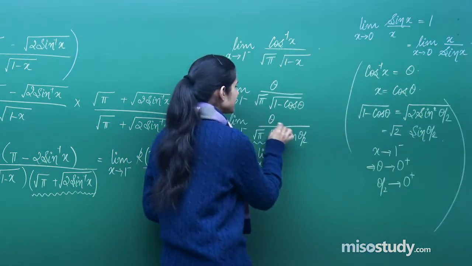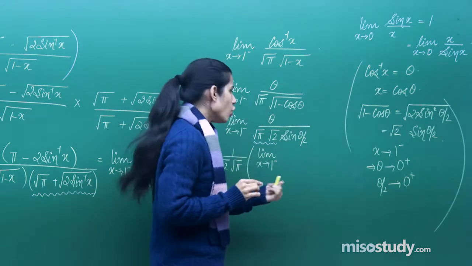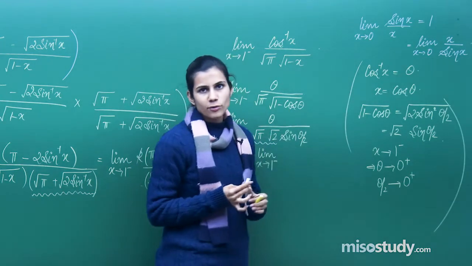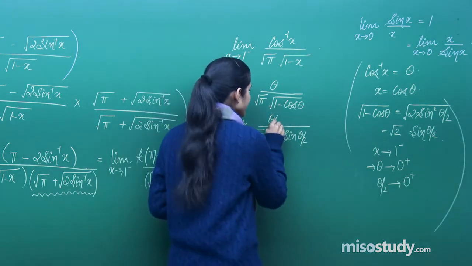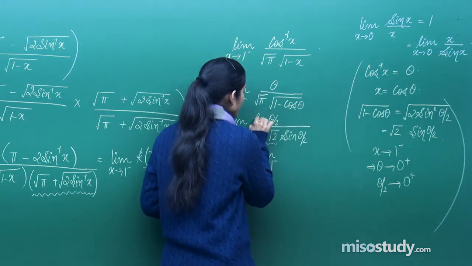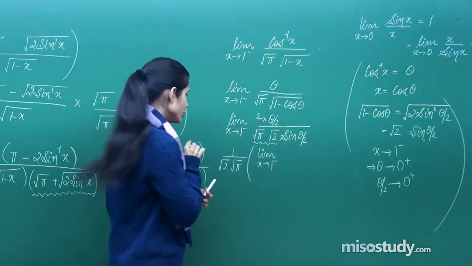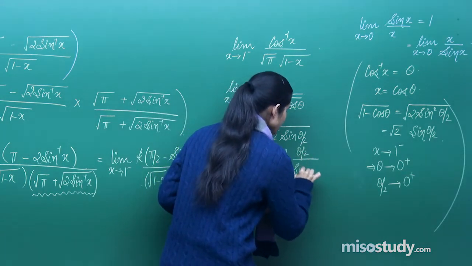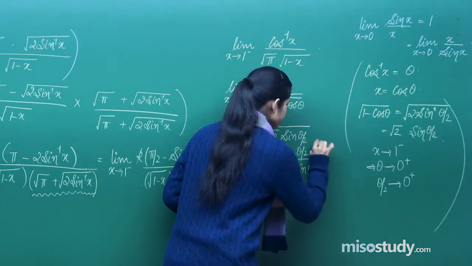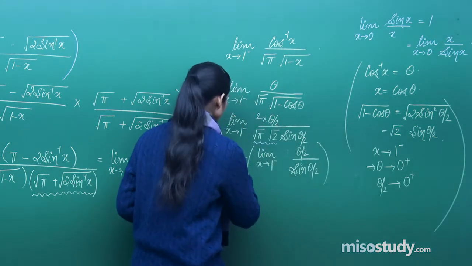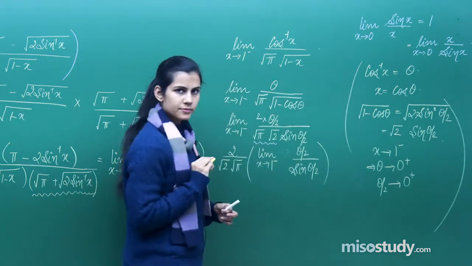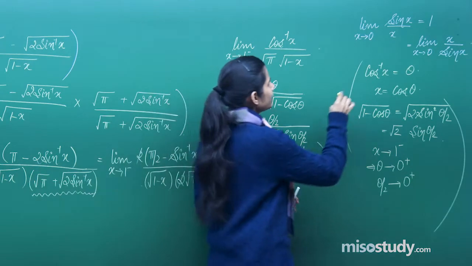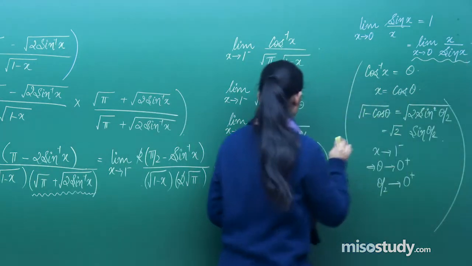So if the numerator has theta, this should also have theta, or if this is theta by 2, even here I want theta by 2. So I will create theta by 2 by dividing by 2 and multiplying by 2. So I will be left with 2 theta by 2 upon sine theta by 2. This 2 can be pulled out because it is a constant. And now just try to match this expression.